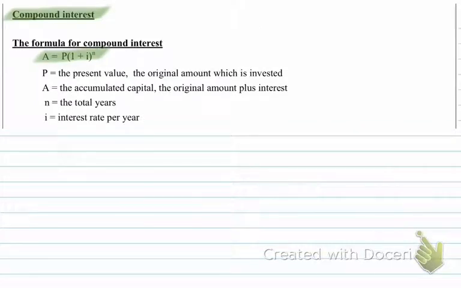All right, let's look at compound interest. The formula for compound interest is more or less the same as simple interest, except that the N is now outside of the brackets as an exponent. Let me just show you there. Okay, the P is still the present value, A is still the final amount, in other words, the original amount plus the interest, N is still the total of years, and I is still the interest rate per year. Let's look at an example.